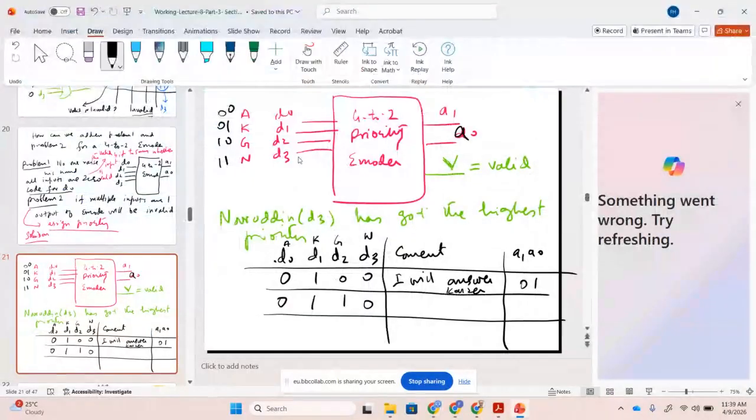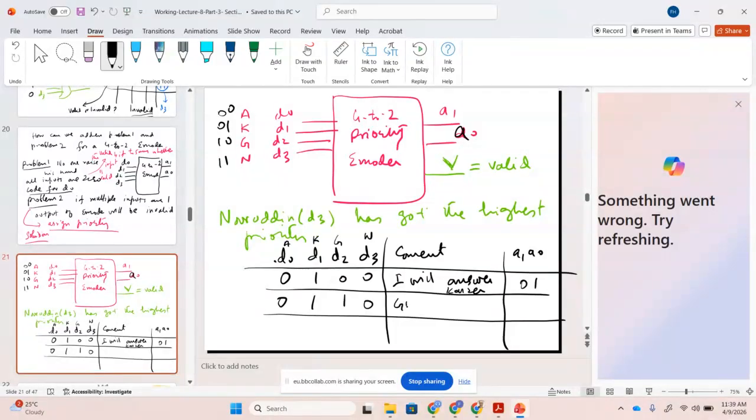No. Who has got the highest priority? Nuruddin has got the highest priority. The next priority is for Ghala, then the next priority is for Kaiser, and the next priority is for Abdullah. So the priority starts with the higher index. To whom will I answer? Kaiser or Ghala? Ghala, because Ghala has the highest priority. So which means it is Ghala.